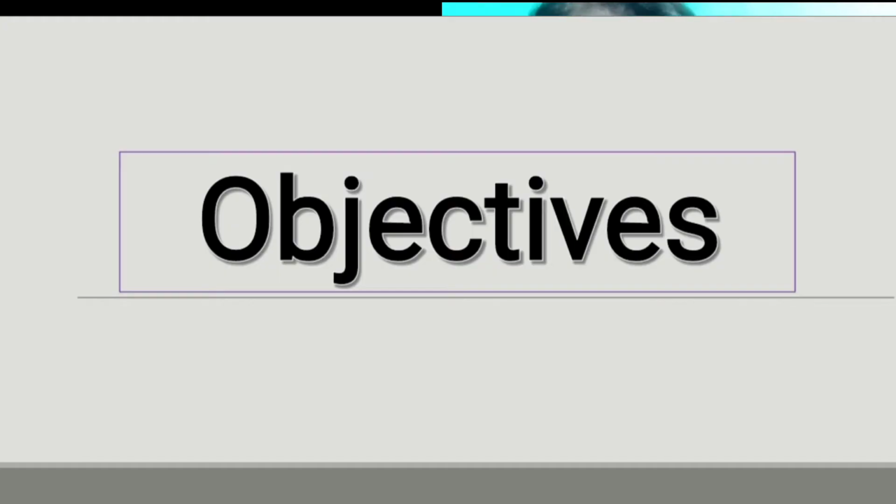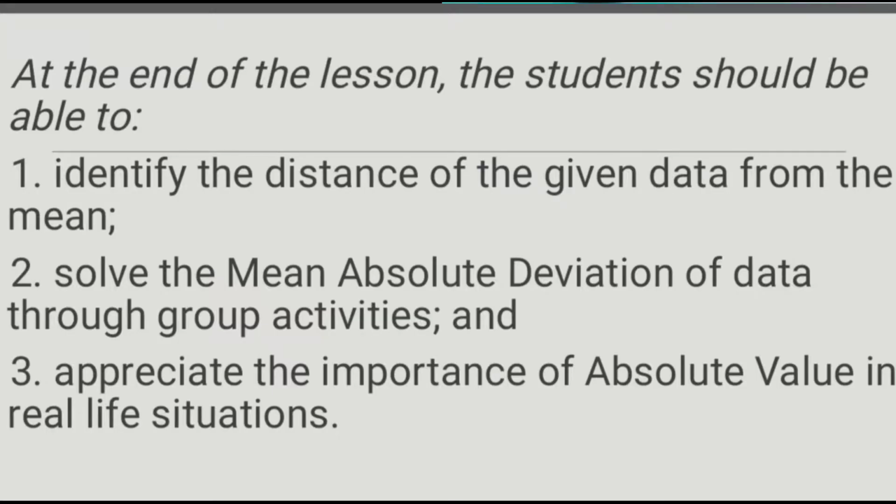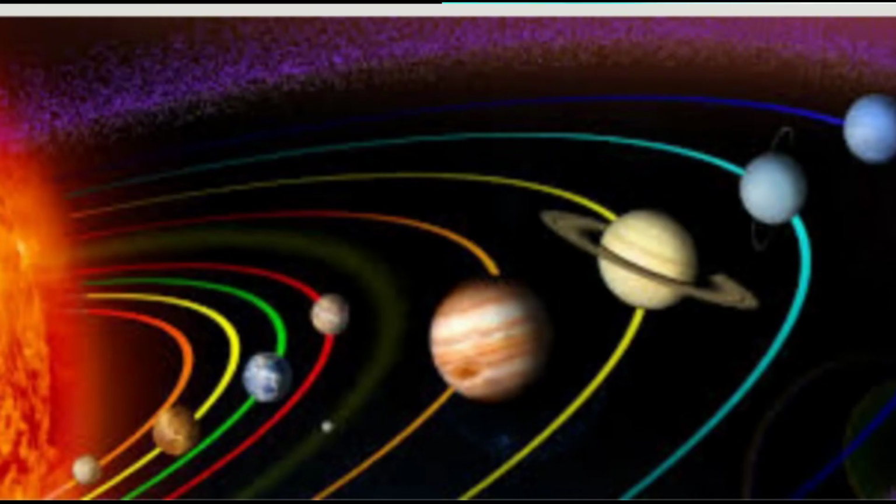I'm a mathematics major. Today I will teach you how to solve the mean absolute deviation of the given data. But before we proceed to our lesson for today, I will present to you our objectives. At the end of the lesson, the student should be able to first, identify the distance of the given data from the mean. Second, solve the mean absolute deviation of data through group activities, and the third one is appreciate the importance of absolute value in real-life situations.